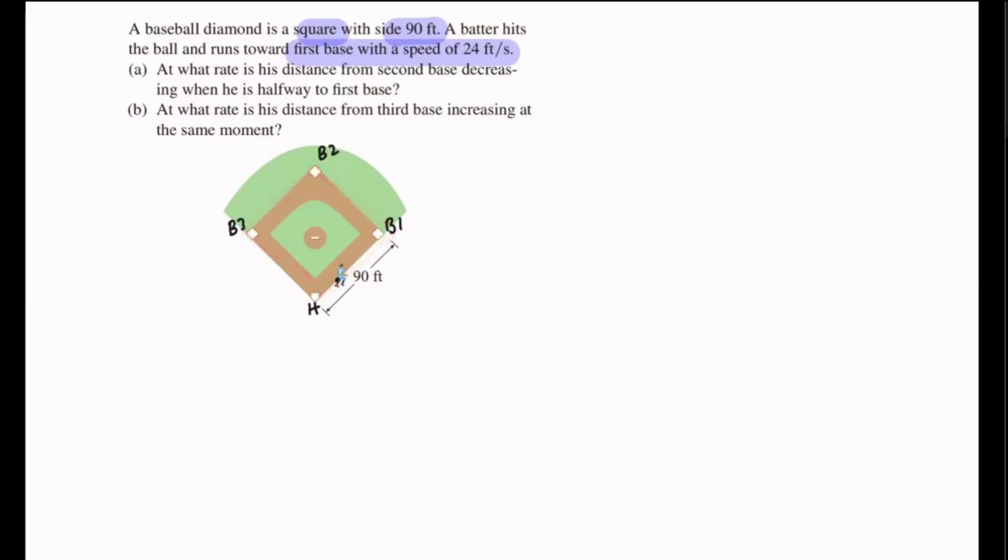All right. So let's use the variable x to represent the distance he has gone from home towards base 1. At the rate that he's running towards base 1, that is going to be dx/dt. It is 24 feet per second. So if the distance he has traveled is x, and the entire length is 90, the remaining distance has to be 90 minus whatever x he has traveled. That is an important piece of information.